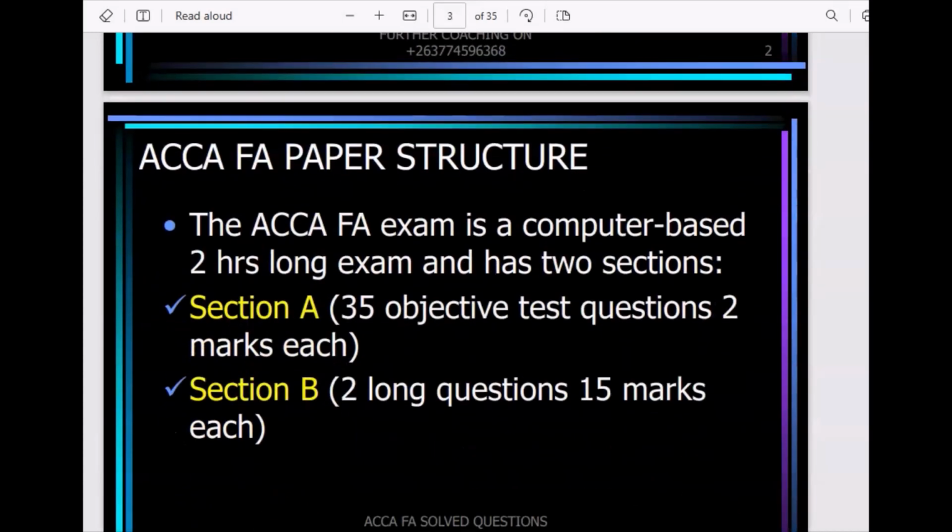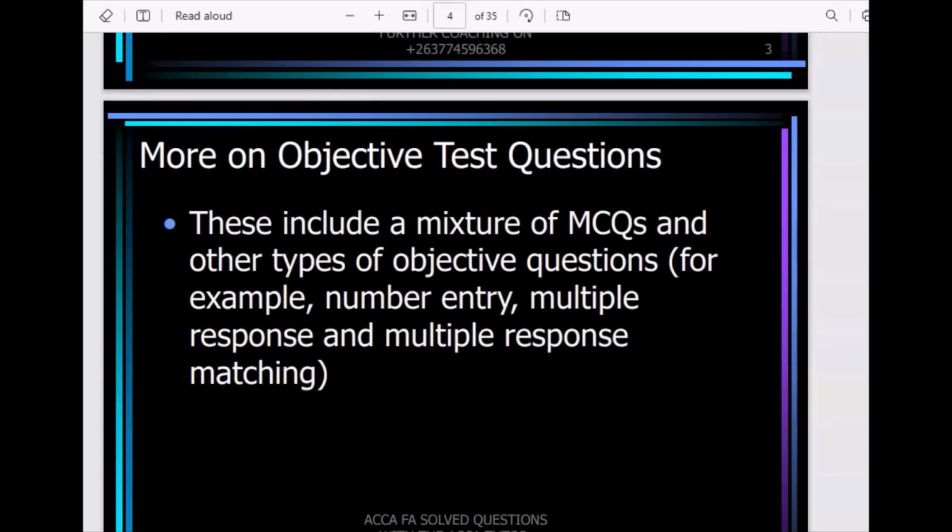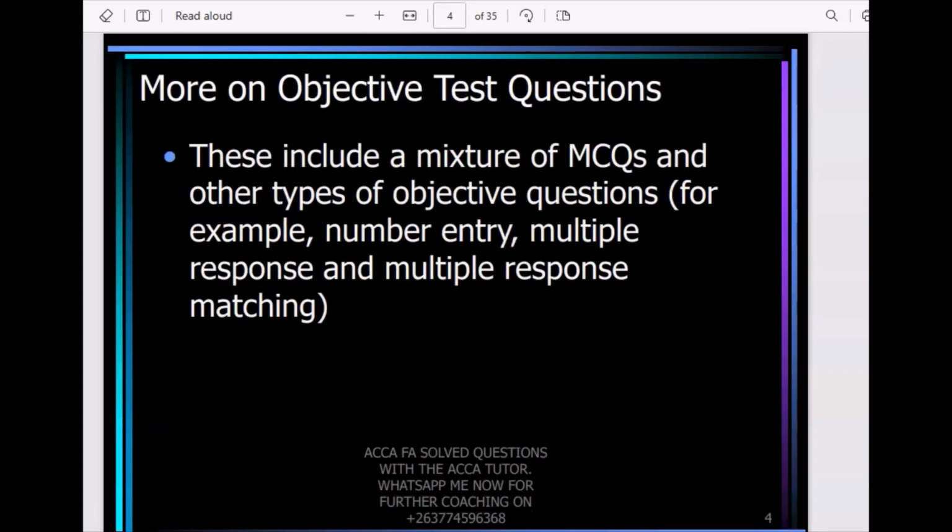The ACCA Financial Accounting examination is a 2-hour exam, and it has two sections. Section A has 35 objective test questions which are worth 2 marks each, and Section B has 2 long questions which are worth 15 marks each. These objective test questions are called so because they require students to input only one correct answer.